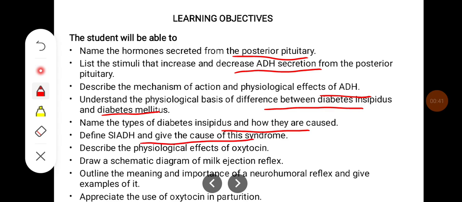SIADH and give the cause of this syndrome, describe physiological effects of oxytocin, draw schematic diagram of milk ejection reflex, outline the meaning and importance of neurohormonal reflex and give examples of it, appreciate the use of oxytocin in parturition.